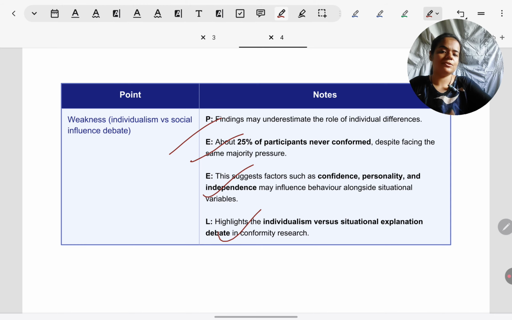So in terms of individual versus situational explanation, the same reasoning can be taken for reductionism versus holism. These variables take a very reductionist, very situational view, and that is why they are limited in how they look at conformity. We also need to account for individual factors.